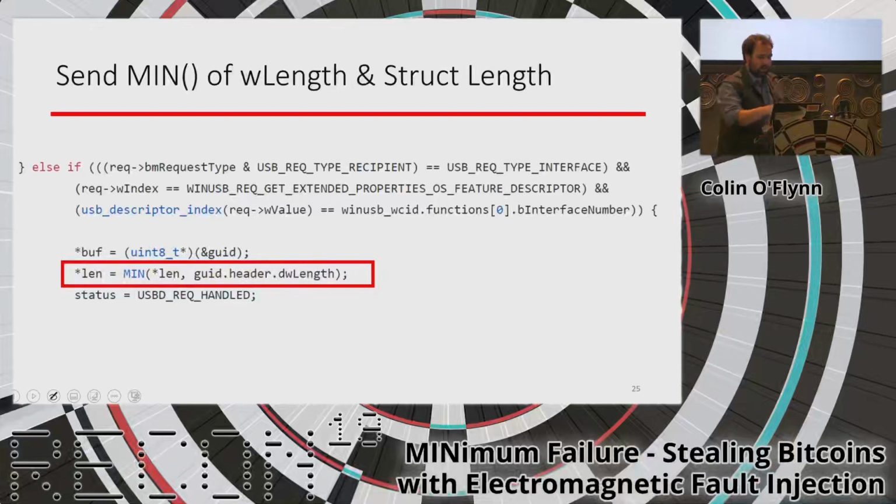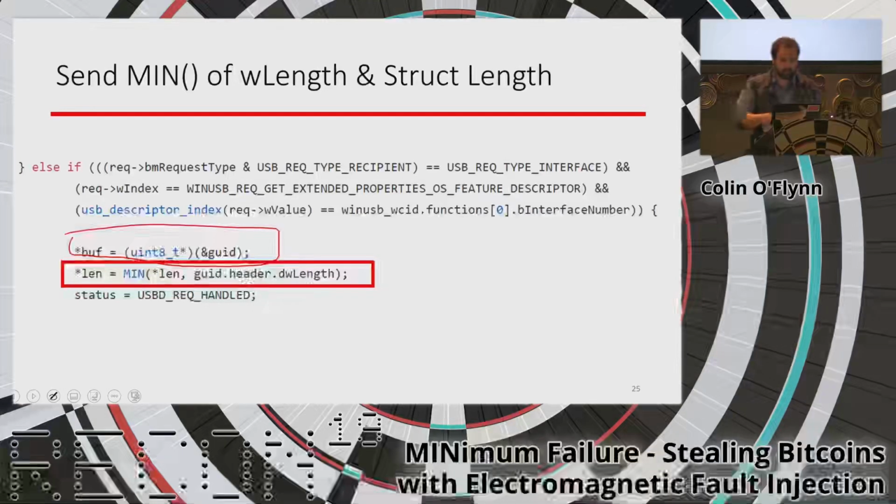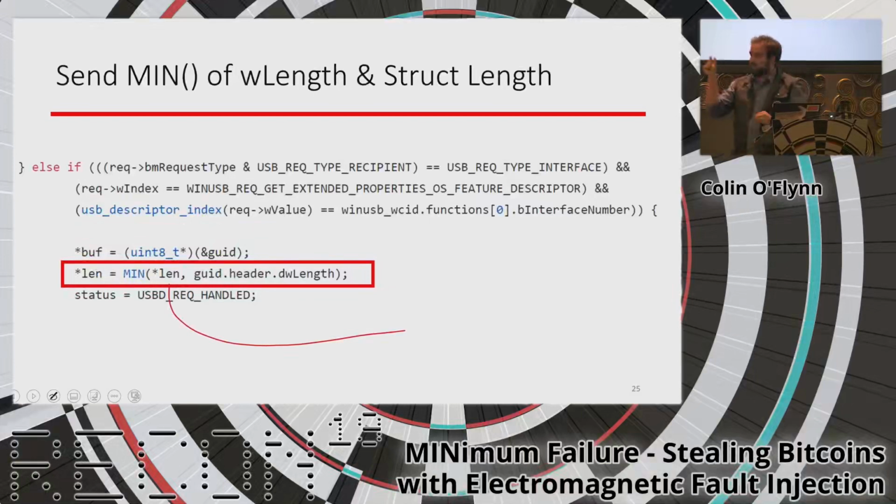And here is where this processing happens. So what we basically have is the data being sent back to the computer from the Trezor wallet. There's a pointer to the data structure, and there's this little comparison that says I either have to send back the minimum of the size requested, which could be like 8 bytes or something, or the total size of this structure, which is 100 and some bytes long.